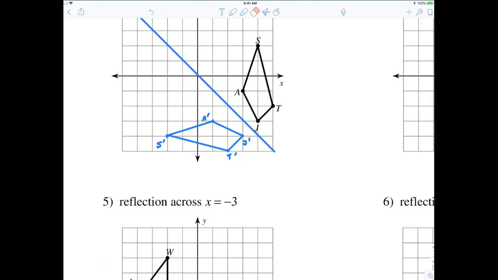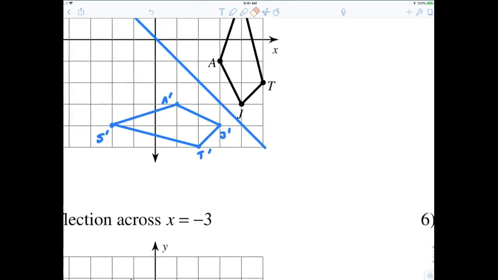All right. Now, if you want to know the rule, look at J. Point J was 1, 2, 3, 4. And then 4, negative 3. And then J prime is what? 3.